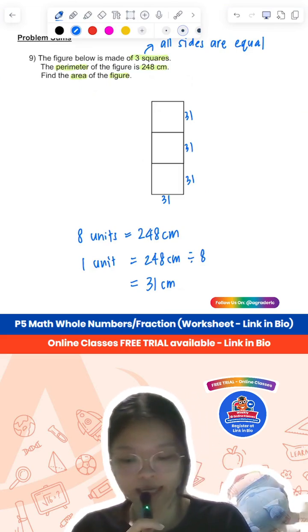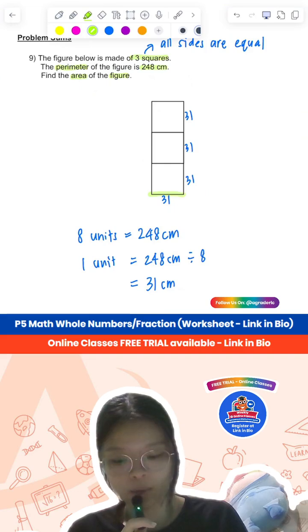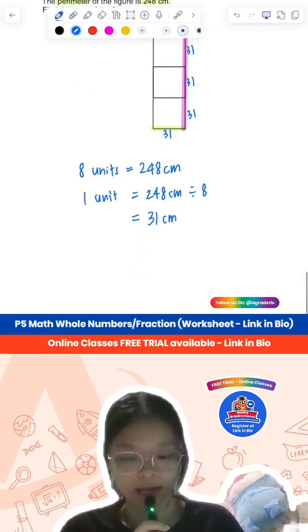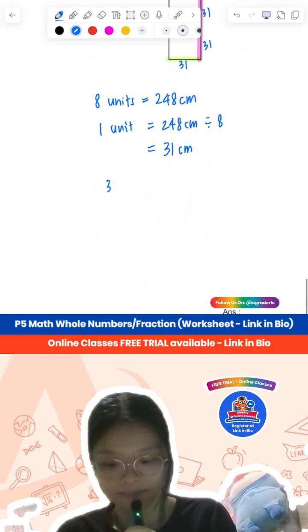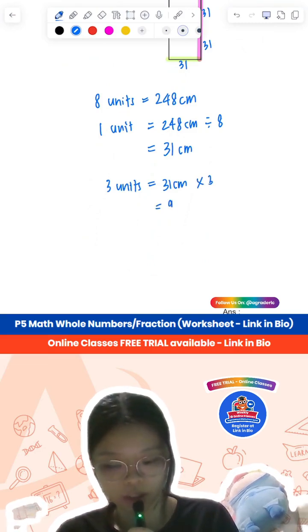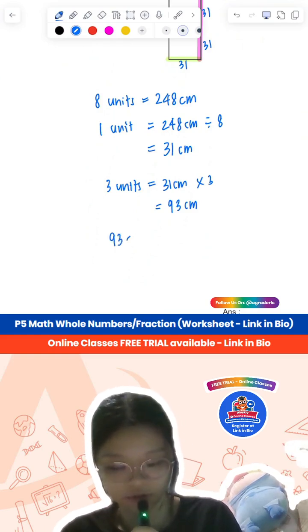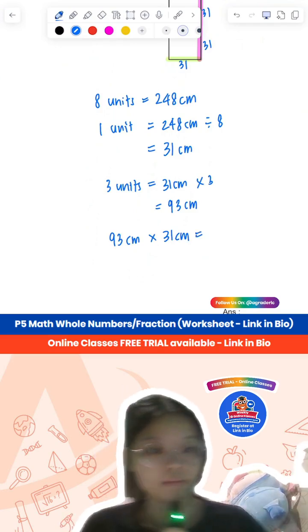You can see the breadth is 31 centimeters, but the length is 3 units. So the length is 31 centimeters times 3, which is 93 centimeters. So to find the area is actually 93 times 31. Okay?